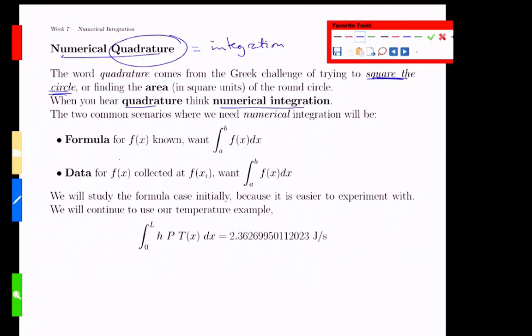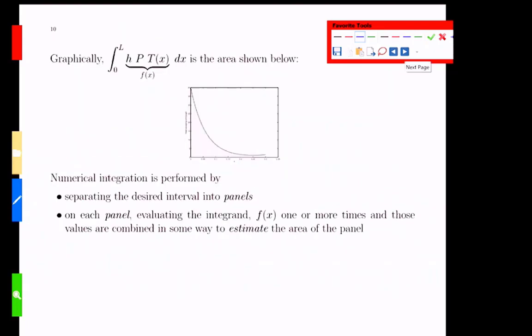We're going to do a couple different cases. For today, we're going to focus on the case where we have a formula. So in this case, we have a formula for what we want to integrate, and we're going to focus on that. So here's what we're doing in a more practical or graphical sense. Here's what I want to integrate: the convection coefficient h times p times T of x. This is the graph of f of x, which is equal to h times p times temperature, so a couple of constants times temperature. The integral is equal to what part of this graph? Area, exactly. This area is what we want to find.